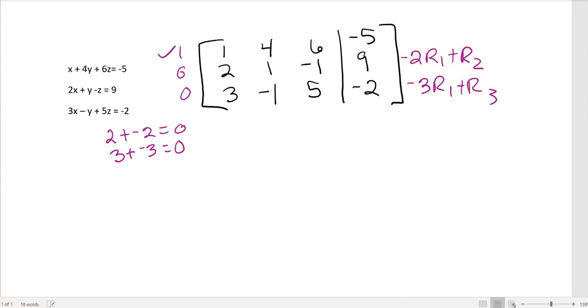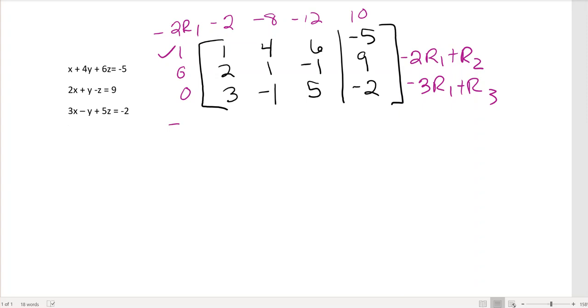Okay, so now that I have my plan in place, I'm going to just start writing down what these things are. It's good to write things down, that way if you make a mistake, you'll be able to see it. If you try to do things in your head, you won't be able to look back on what happened and catch your mistake. So up here, on top of the first row, I'm just going to write down what negative 2 times R1 is. 1 times negative 2 is negative 2. 4 times negative 2 is negative 8. 6 times negative 2 is negative 12. And then negative 5 times negative 2 is positive 10.